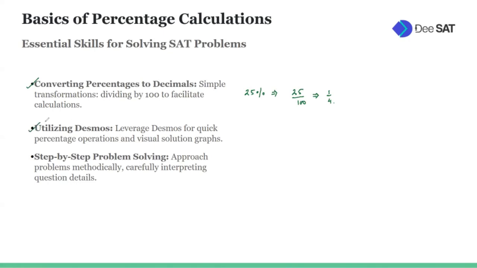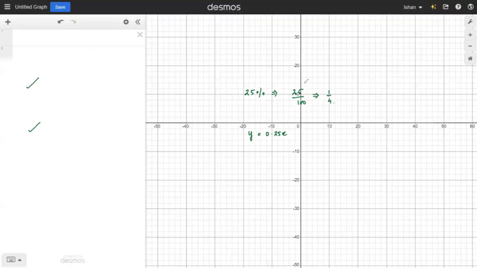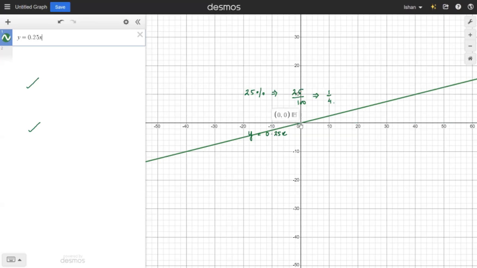Utilizing Desmos. Desmos is great for handling percentages. You can use it to create graphs or perform quick calculations. So for example, if a function is given to you that is y equals 0.25x, you can definitely plot it and you will see the values for 25% and any value related to the output. For example, I'll just create it. It's y equals 0.25x. You can see the function is being plotted and you can see relevant values whenever needed.